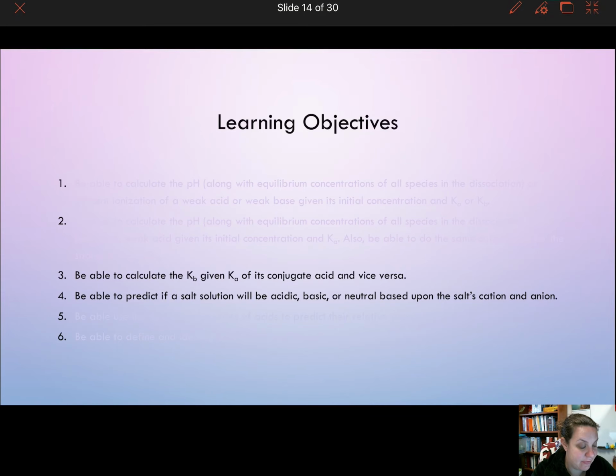Hello. In today's video we're going to be looking at Chapter 16, Lecture 14, Learning Objectives 3 and 4. We're going to be looking at Kb using Ka, and then we're going to be looking at a salt solution and determining if it is acidic, basic, or neutral based on the cation and anion within the salt.